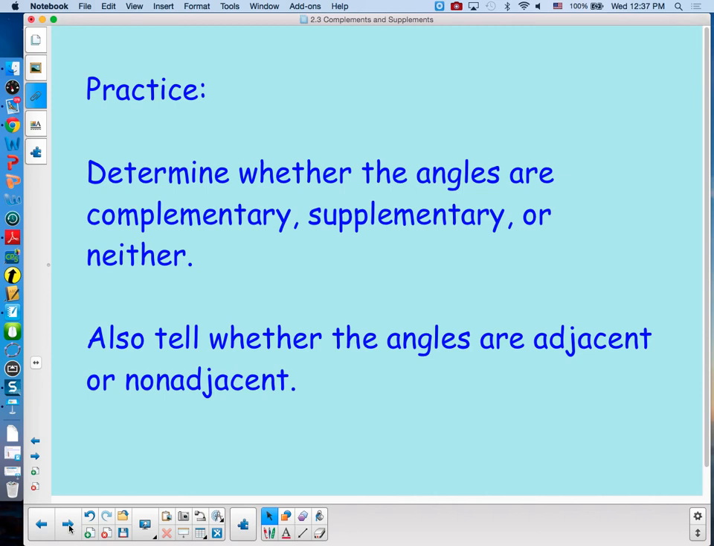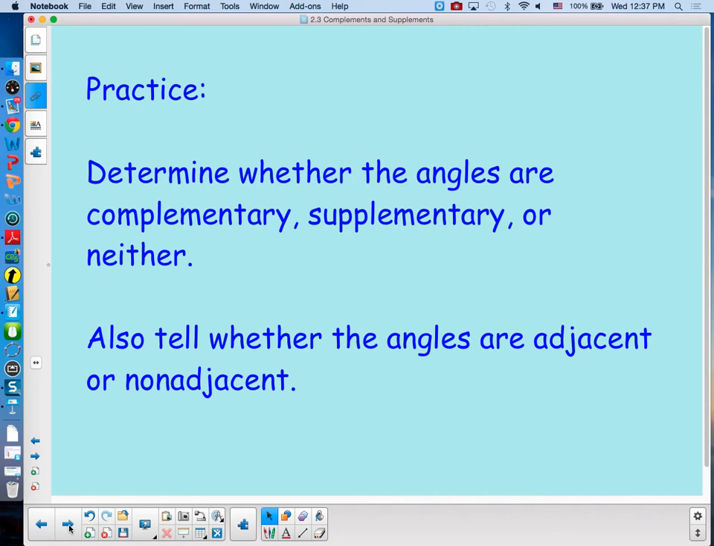Number three, Dallas. Supplementary and adjacent, correct. How did he get the complementary when I didn't tell you what the measures are? It said right angle. Okay, I have the right angle, which is putting those two together. So it could look like it's 90 degrees. So the picture clarified that one.